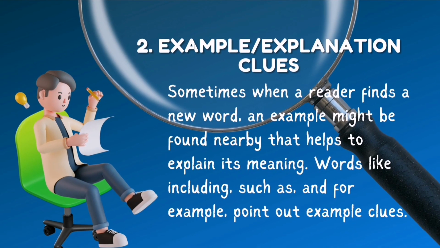Number 2 type of context clue is example or explanation clues. Sometimes when a reader finds a new word, an example might be found nearby that helps to explain its meaning. Words like including, such as, and for example, point out the example clues.